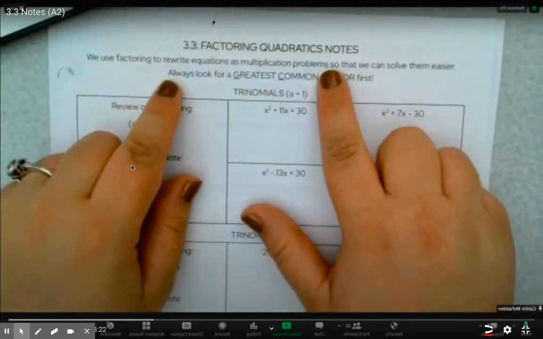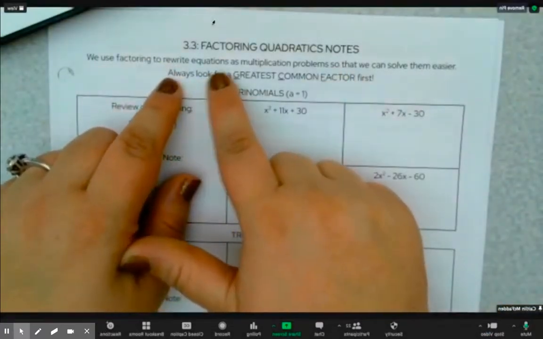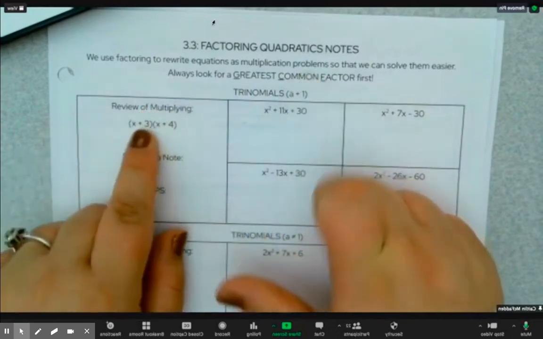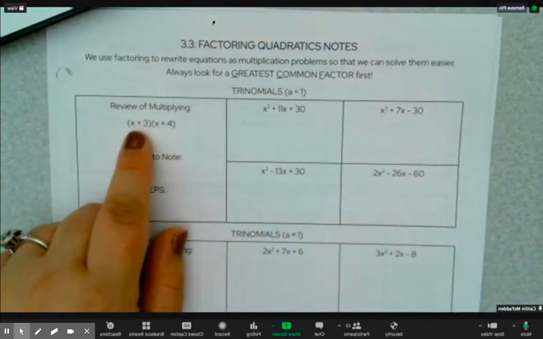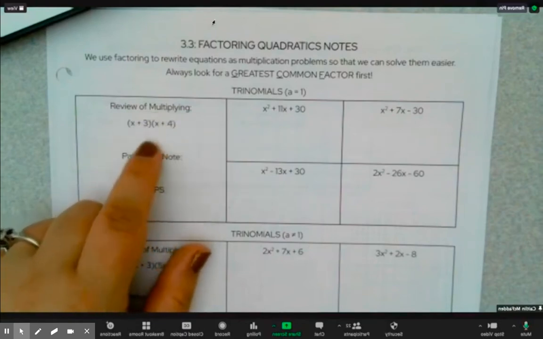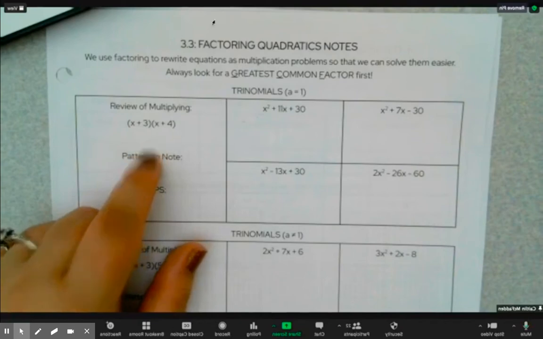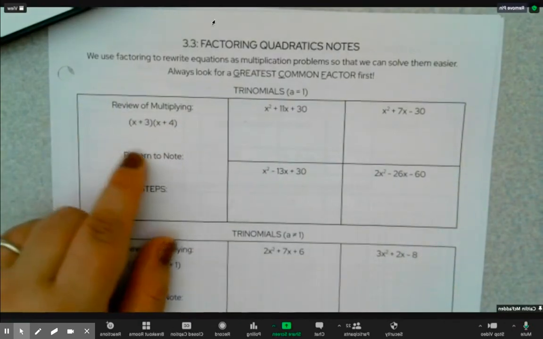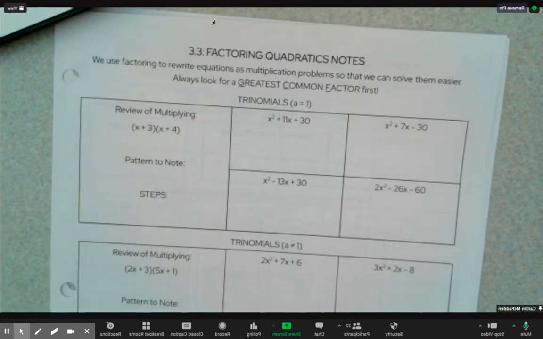How to basically take equations and write them as multiplication problems. It's going to look like this as your answer. So this is x plus 3 times x plus 4. We basically want the parentheses for something that's factored. Factoring almost always leads to something that's in parentheses like this. The only time it doesn't is if something's not factorable.